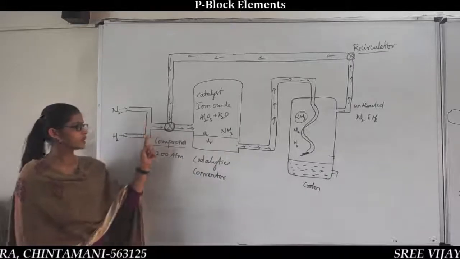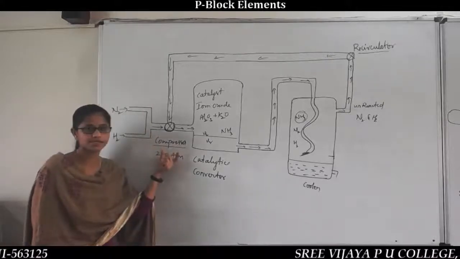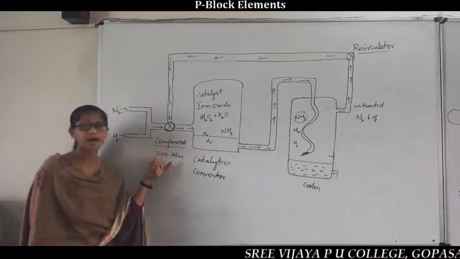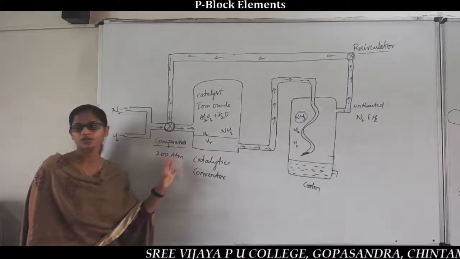So we have to pass the two different gases here. We call it direct combination. Here, they are compressed in the compressor. So we have to maintain the pressure here. What is the pressure range here? We call it 200 atmospheres.